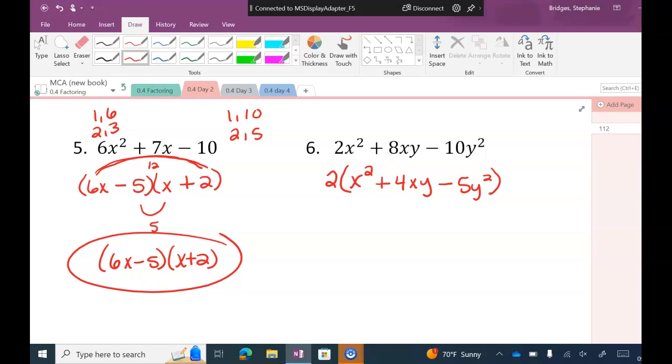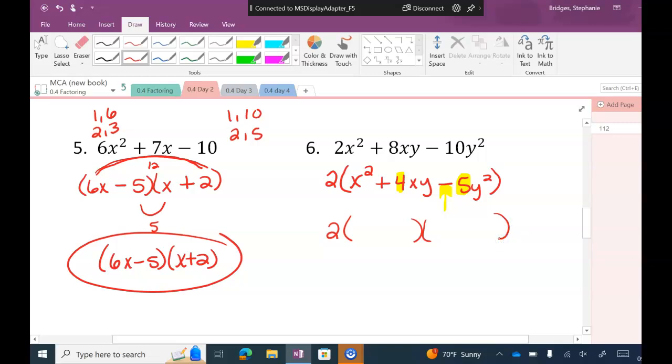Good news. In the parentheses, do I have a number in front of x squared anymore? No. So this makes it like the questions that we did yesterday, the ones that are easier to factor. Don't let the x, y, or the y squared throw you off. I'm focusing on my numbers only. I want numbers that multiply to give me 5 and subtract to give me 4. 1 and 5. Okay, so keep your 2.